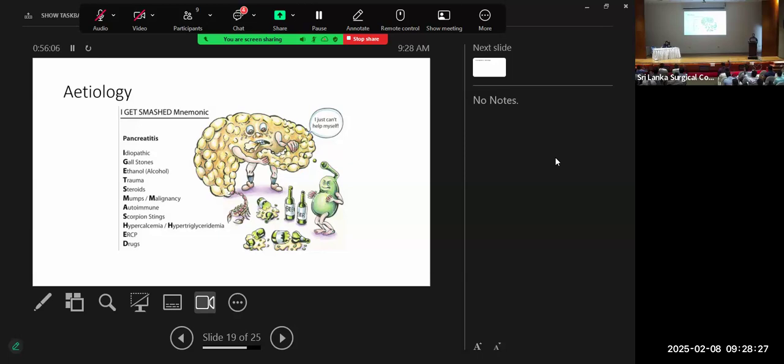How many of you went through the BNF and looked for pancreatitis as an adverse effect of any of their drugs?